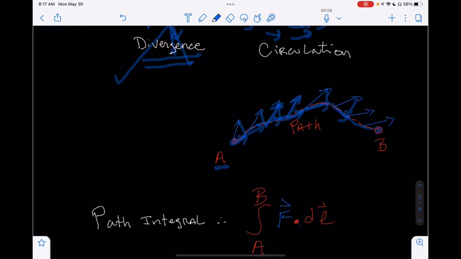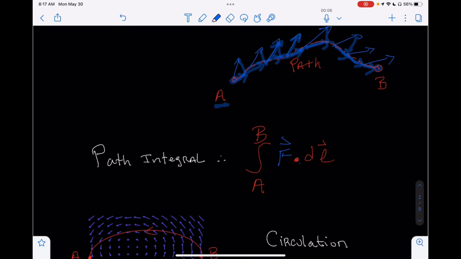So the path integral is the sum of all these arrows times the small amount of distance that you travel across the path from A to B. So it's defined as a sum. In calculus, we say it's a sum from point A to point B of the projection of the field along the path across the small line, and you add all these up and you get the path integral.